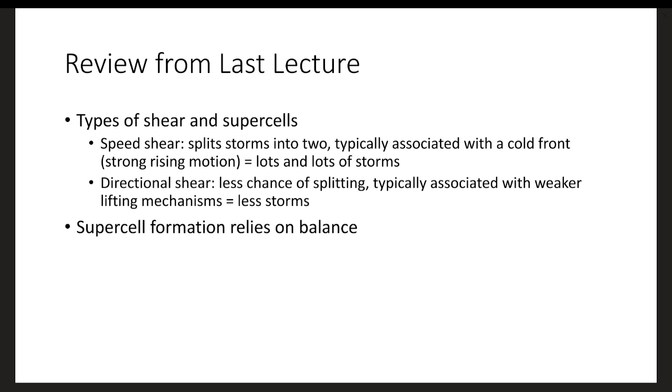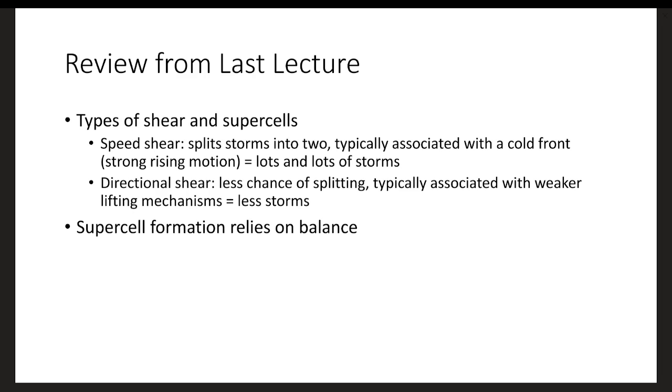Brief review from last lecture. We talked about the types of shear in supercells. Speed shear results in these splitting storms, which you can have in a cold front. You can really have it in anything, the speed shear. You have storms that form because the winds are moving faster aloft. But what happens with the speed shear is it just results in these storms being split into two rather than forming into one large supercell.